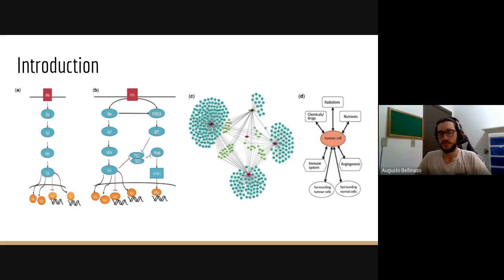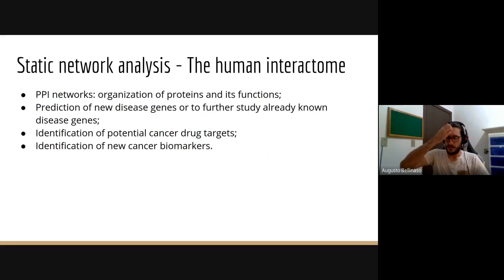And to study these networks, there are two approaches. We can consider static networks, or we can go to dynamical networks. In the static analysis, one of the most used networks is the protein-protein interaction network, in which we have the map of all the proteins of an organism and all the interactions between these proteins. So we can see the organization of these proteins and also some of the functions.